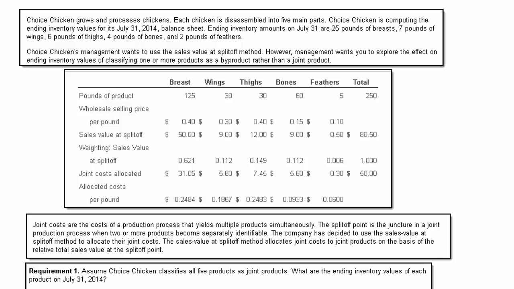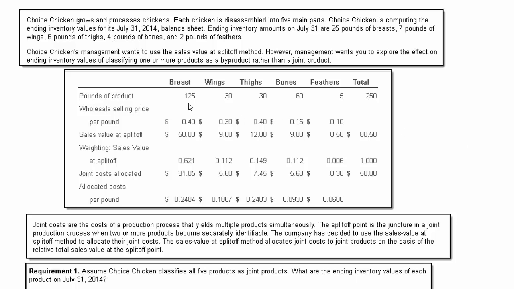Ending inventory amounts on July 31st are 25 pounds of breasts, 7 pounds of wings, 6 pounds of thighs, 4 pounds of bones, and 2 pounds of feathers. Choice Chicken's management wants to use the sales value at split-off method. However, management wants you to explore the effects on ending inventory values of classifying one or more products as a byproduct rather than a joint product. And they give you the information that you see here.